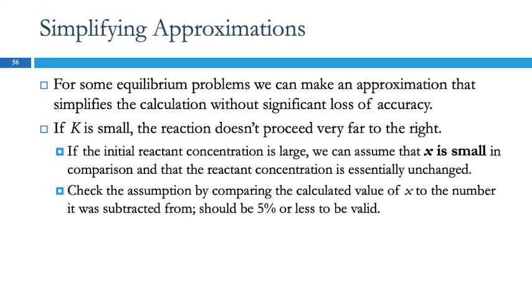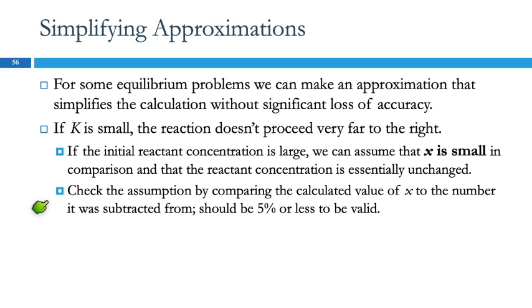So, if K, the equilibrium constant, is very small, that means that the reaction doesn't proceed very far to the right. It only goes a little bit. And so if we have initial reactant concentrations that are relatively large, then the amount that they decrease, which we've been calling x, is going to be small. It's going to be small in comparison, so small, in fact, that the reactant concentration is essentially unchanged, and so we can leave x out in those places.